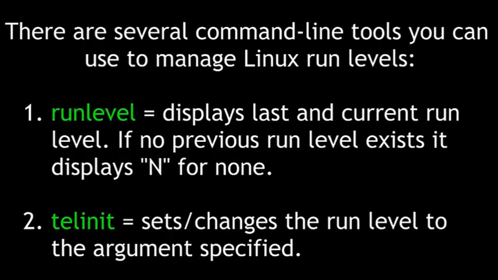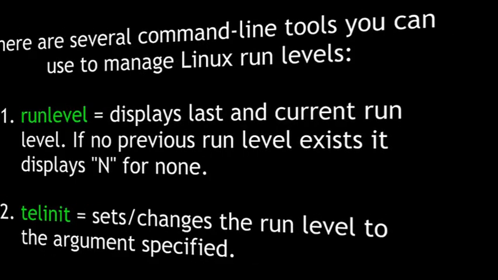There are several command line tools you can use to manage Linux run levels. The first, runlevel, displays last and current run levels. If no previous run level exists, it displays N for none. The second, telinit, sets or changes the run level to the argument specified. Beyond these standard tools, there are also other tools for configuring the startup options such as BUM and SysV.